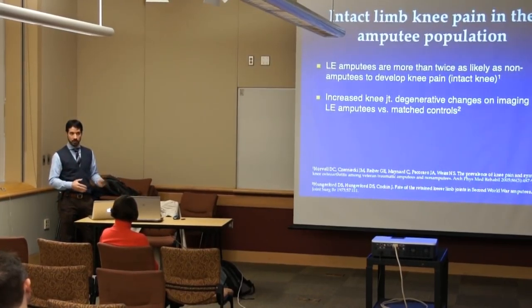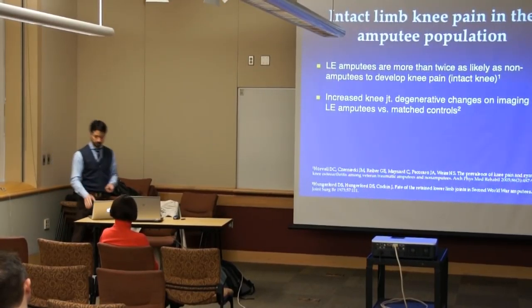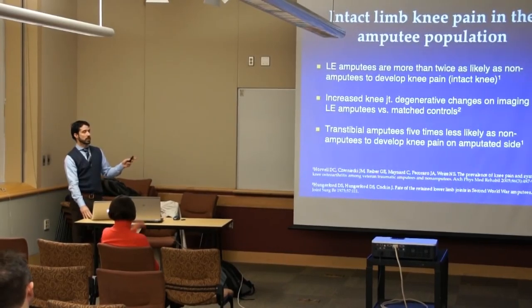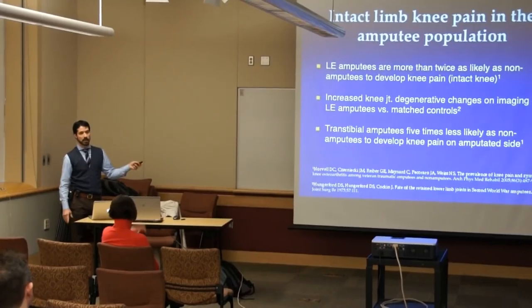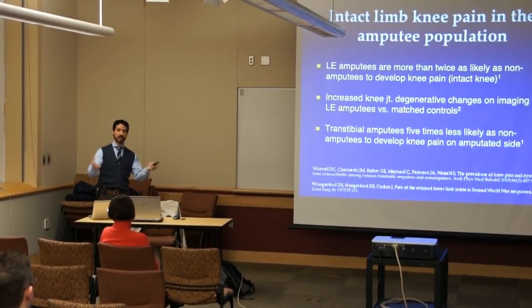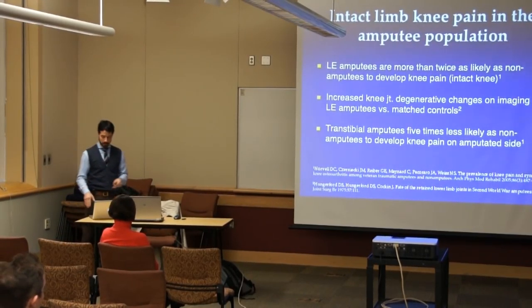When an amputee walks, they're going to load their intact limb more than their prosthetic limb, generally speaking. What's interesting is transtibial amputees are 5 times less likely as non-amputees to develop knee pain on their amputated side. So it's actually protective. Having an amputation is protective. So all your patients who might develop knee arthritis, just cut their leg off and they won't develop knee arthritis.